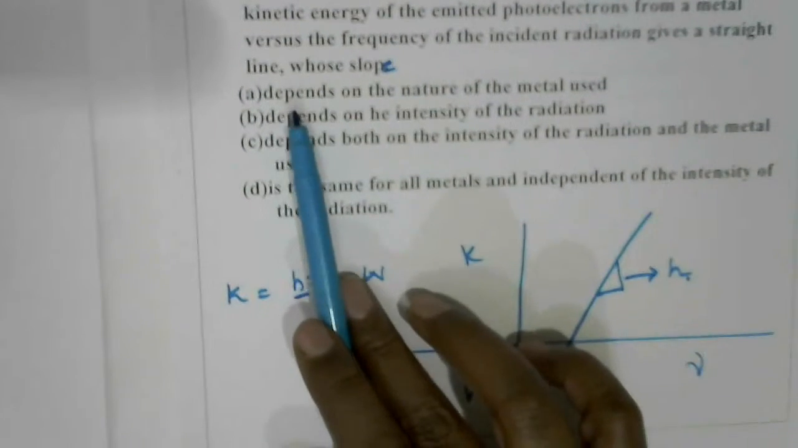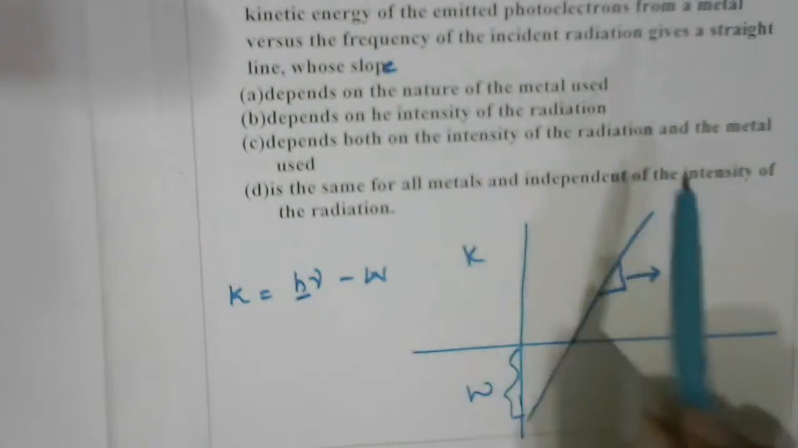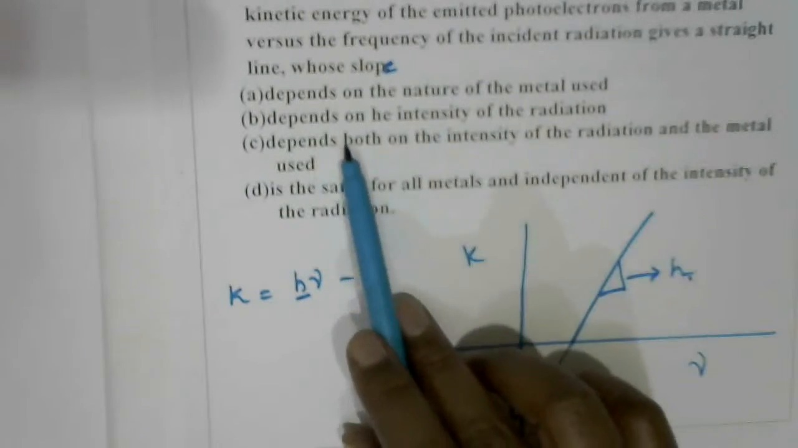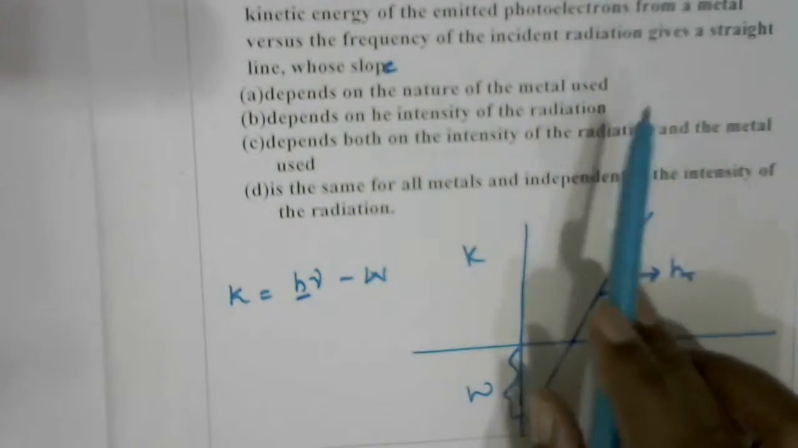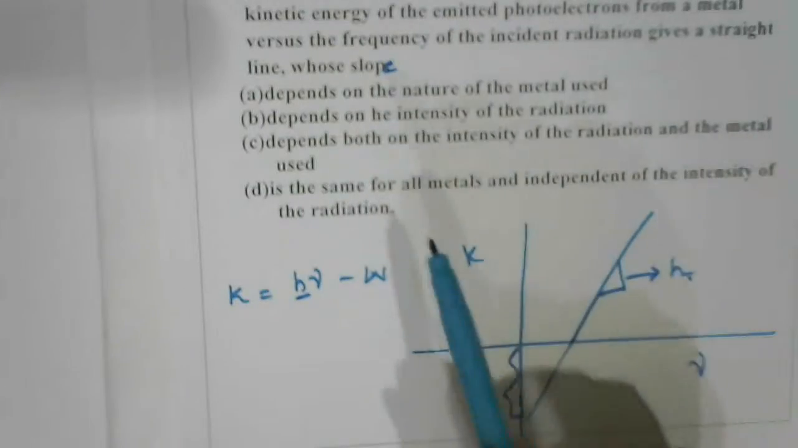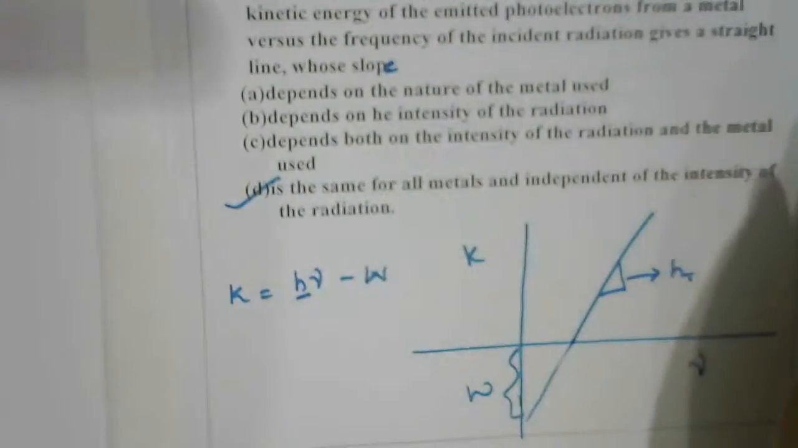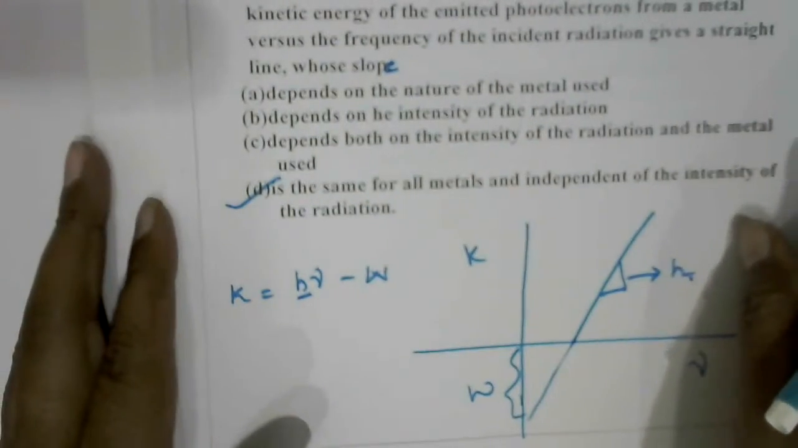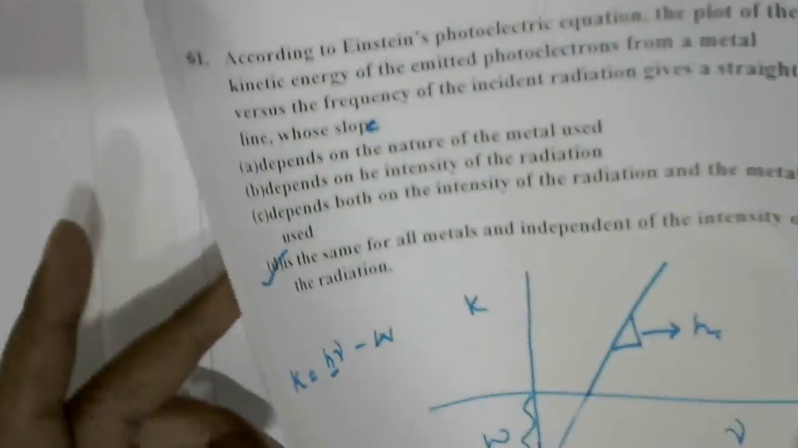Because the first one depends on the metal, h will not depend on that. Depends on intensity, that is again wrong. Depends on both, that is again wrong. So ultimately we have to go with the last option. Very good. So many of you answered before I speak.